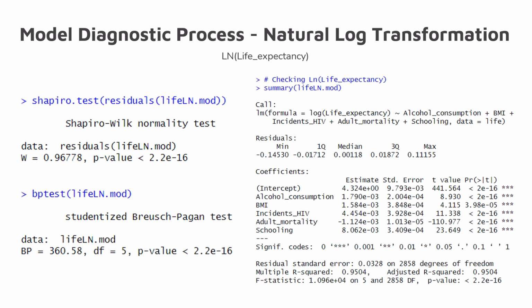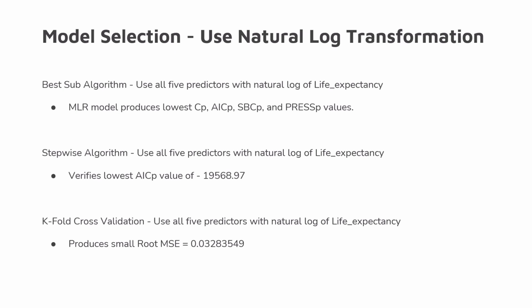However, when we look at the model summary using natural logarithm of life expectancy, we notice that the residual standard error is extremely small, with a value of 0.0328. This indicates that this model fits well with the data. The best subset algorithm, stepwise algorithm, and k-fold cross-validation all confirm that the best MLR model to use is the 5 continuous predictor variables with the natural logarithm of life expectancy, as this model produces the lowest values for specific criteria.